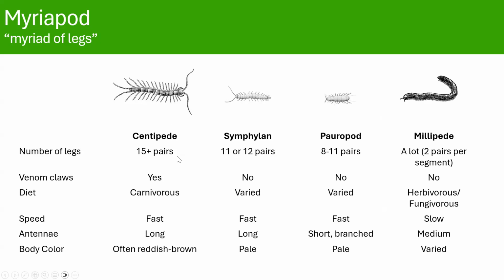Some of the differences you'll see: the centipede is the only one that has those venom claws because it's carnivorous. Millipedes are herbivorous or fungivorous, and then Symphylans and pauropods have kind of varied habits. They're usually fungivores, detritivores, but as you guys are probably aware, Symphylans will also eat plants. They'll eat the roots of your vegetables and stuff.